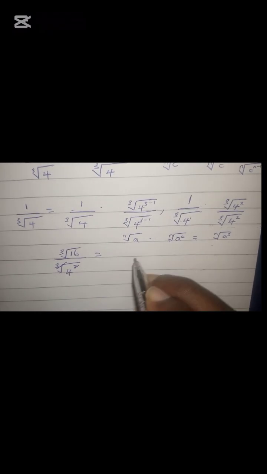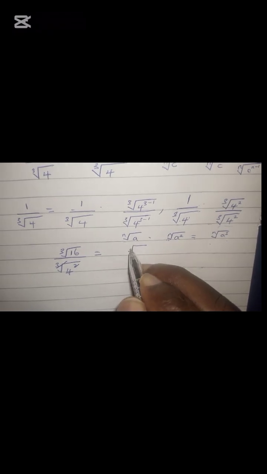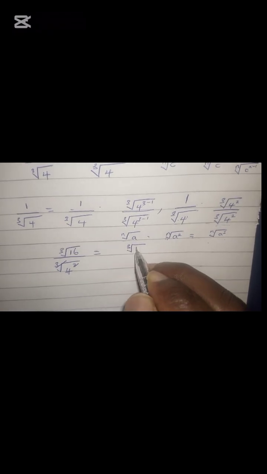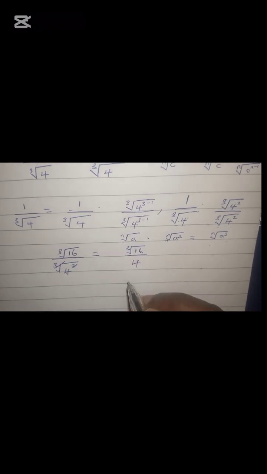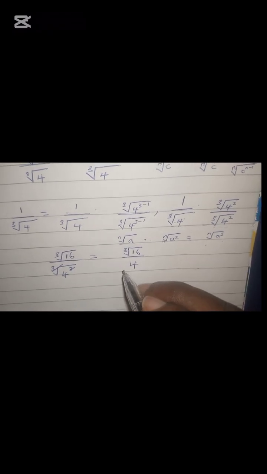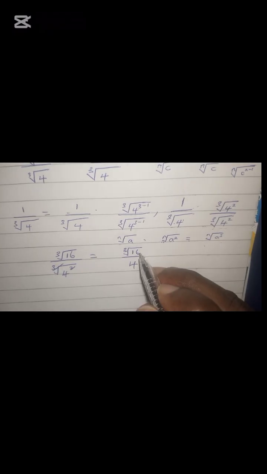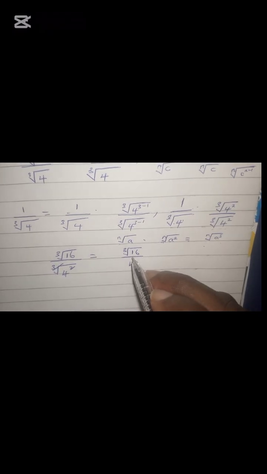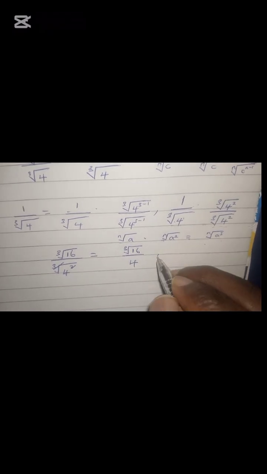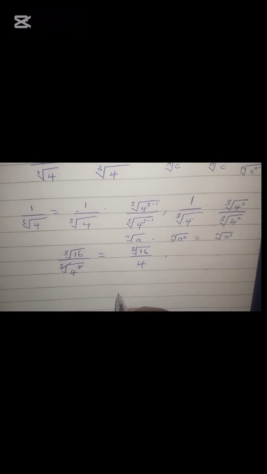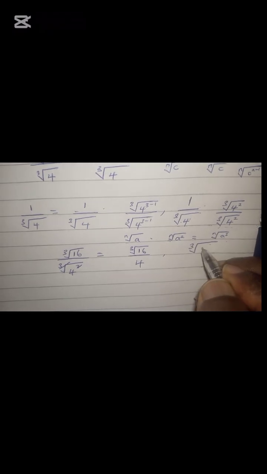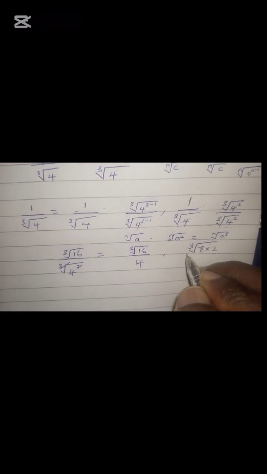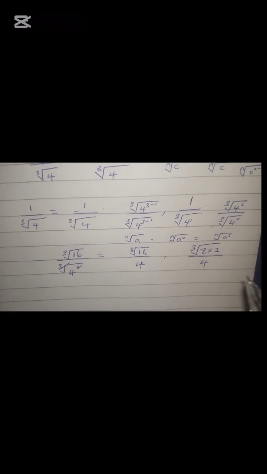So we are now having the cube root of 16 over 4. And we can write 16 again. Recall that 16 is equal to 8 times 2. So we can write this to be the cube root of 8 times 2 over 4.